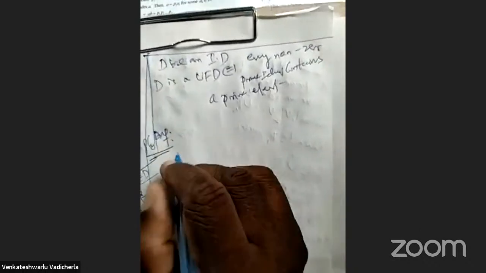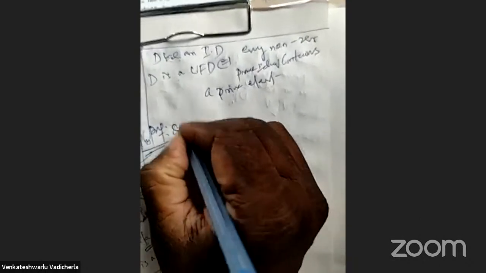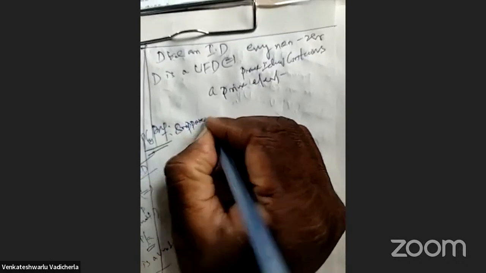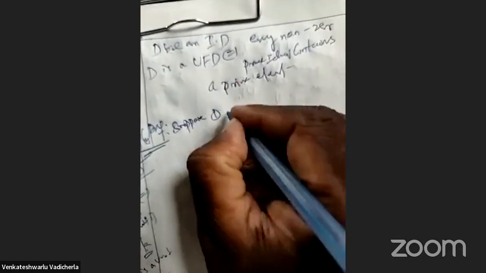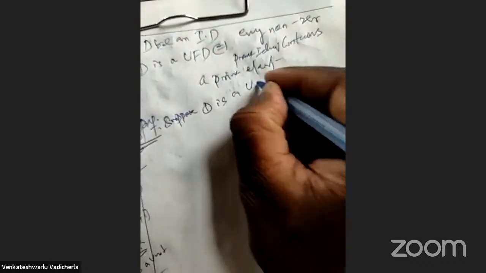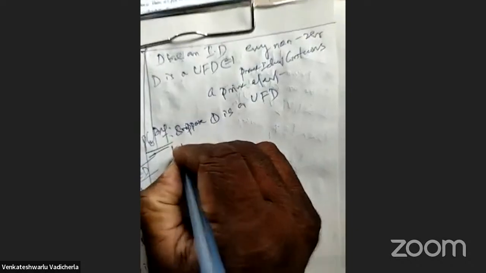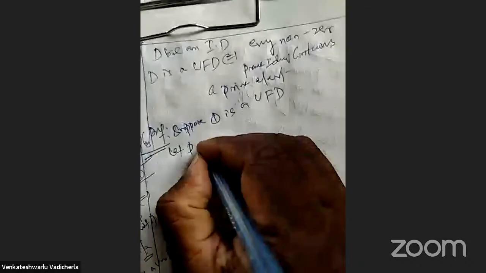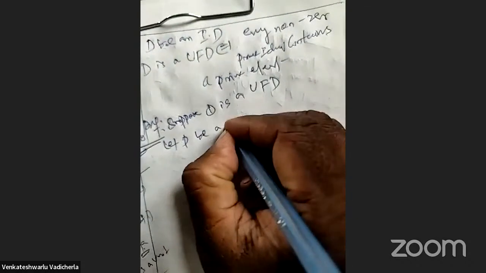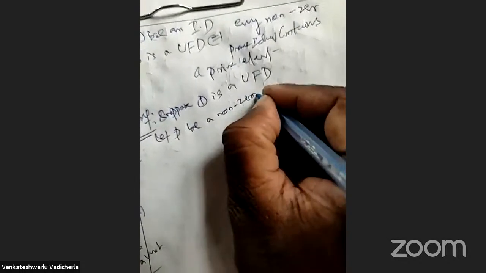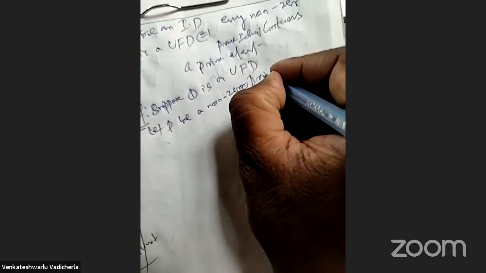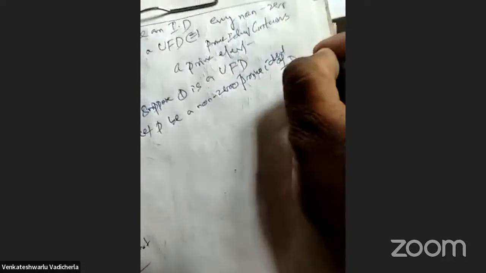It is clear. Suppose D is a unique factorization domain, a UFD. Let P be a non-zero prime ideal of D. So P is a non-zero prime ideal of D.